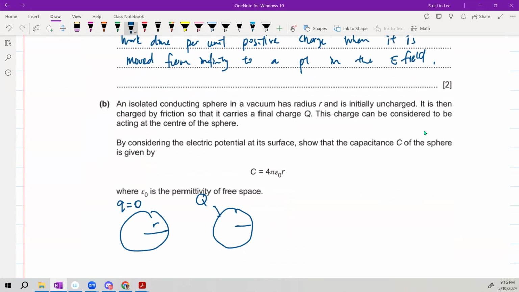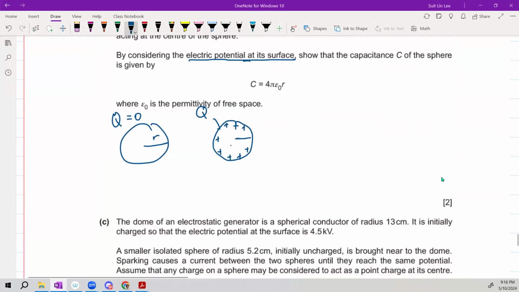Now the charge is Q. So start with 0, now the charge is Q. This charge can be considered to be acting at the center of the sphere. Yes, we can, because of how the charge distributes itself along the surface. We can assume that all the distances we measure from the center. So by considering the electric potential at the surface, show the capacitance is given by this equation.